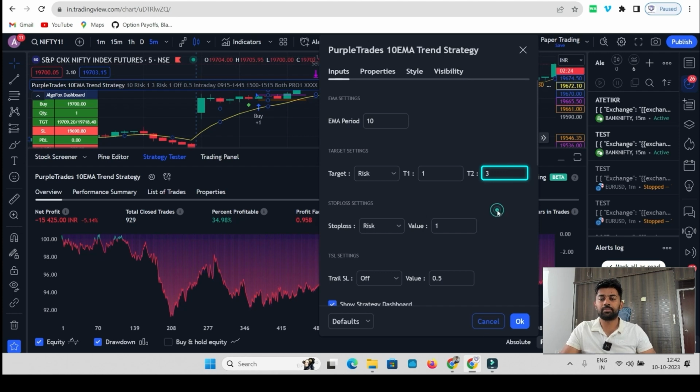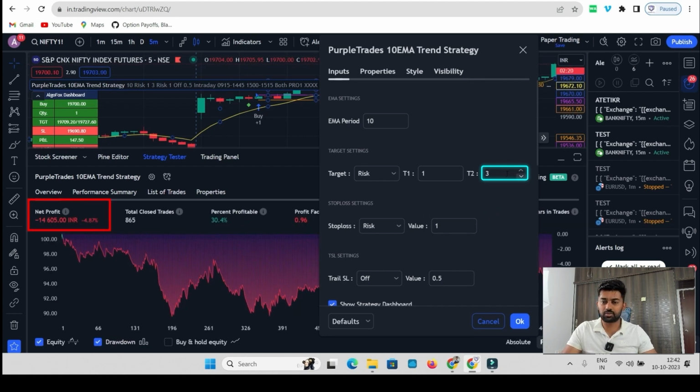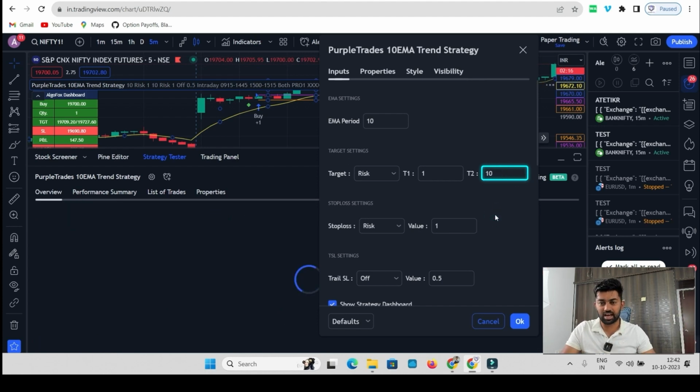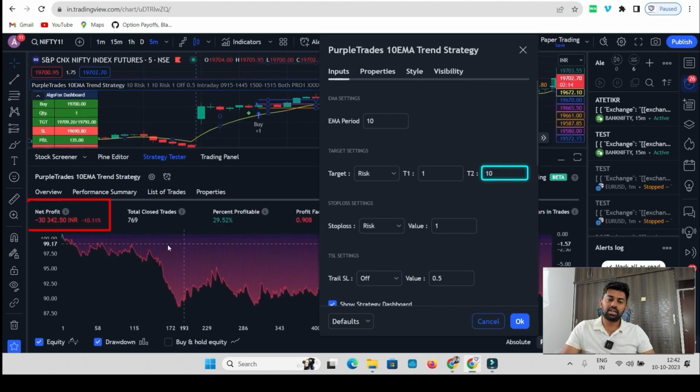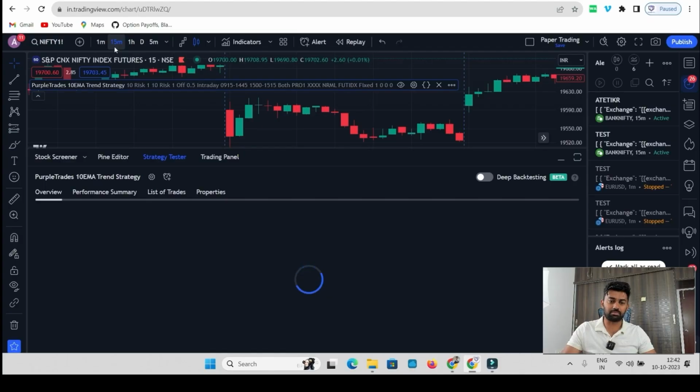If I make it 3, let's check what happens. At 1:3 risk reward, it is -48%. If I make it 1:10, as he claims that the strategy can have 1:10 risk reward also, it just gives -10%. So the strategy is not working on a 5-minute chart. Let us go to maybe a 15-minute chart and check the performance.